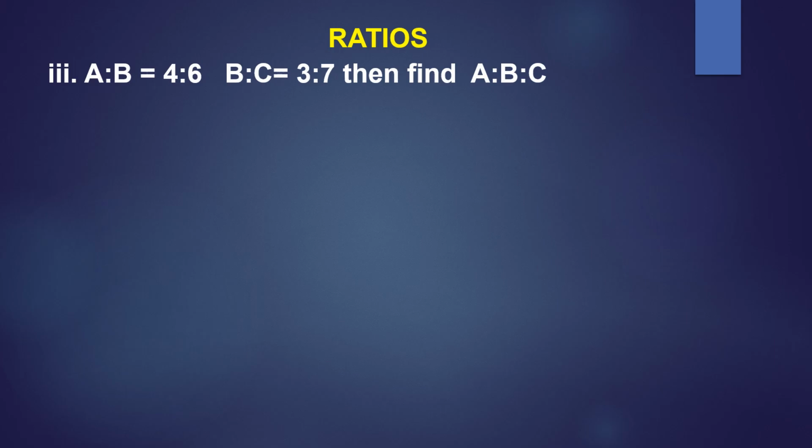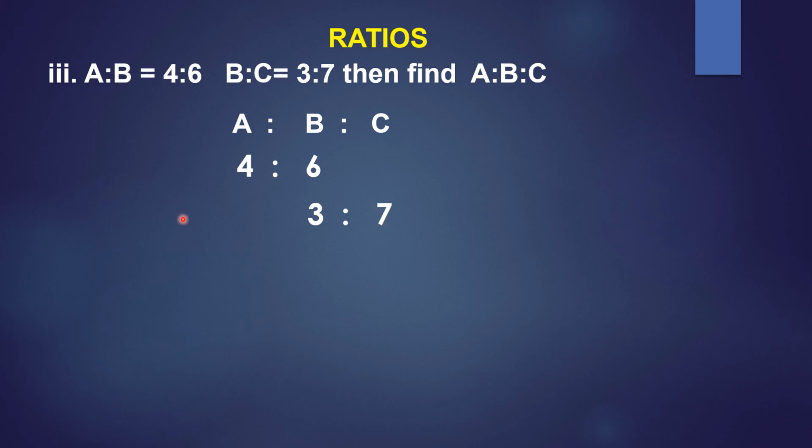Let's take the ratio now. A is to B is 4 is to 6, B is to C is 3 is to 7. Here we have taken only A, B, C. Then find the ratio of A is to B is to C. The same rule will apply and we'll find the ratios. A is to B is to C, 4 is to 6 under A and B. B is to C is 3 is to 7.